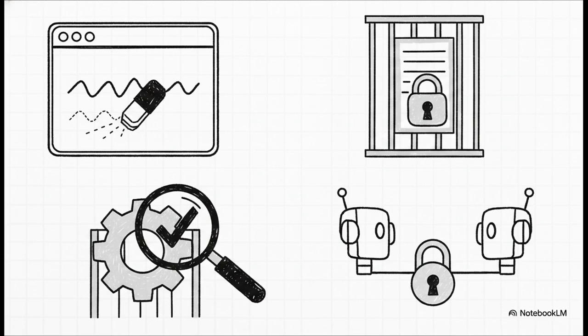And boundary 4, multi-agent messaging. Require cryptographic attestation here. An agent receiving a message has to mathematically verify it was authorized by the original human intent chain. That stops cross-agent privilege escalation cold.